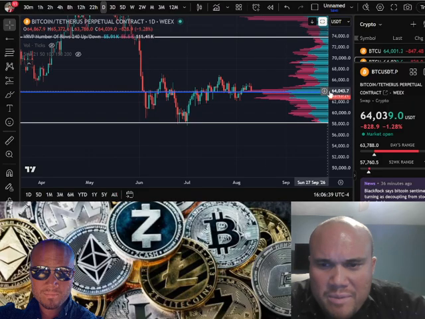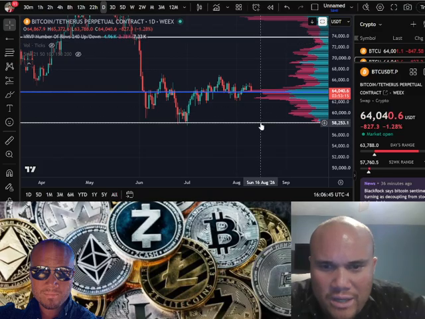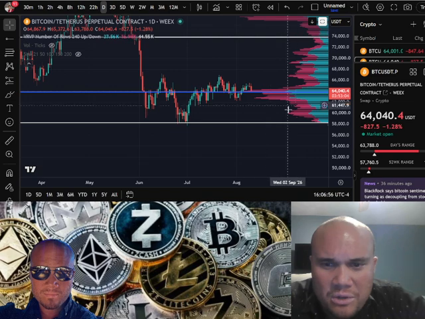Another volume node that we need to be paying attention to is the value area low and the value area high. These are the white lines here. You've got the value area low sitting at $58,200, and the value area high sitting at about 73,900. This shows that we would expect a reaction here at $58,000, and another reaction here at 73K for Bitcoin.